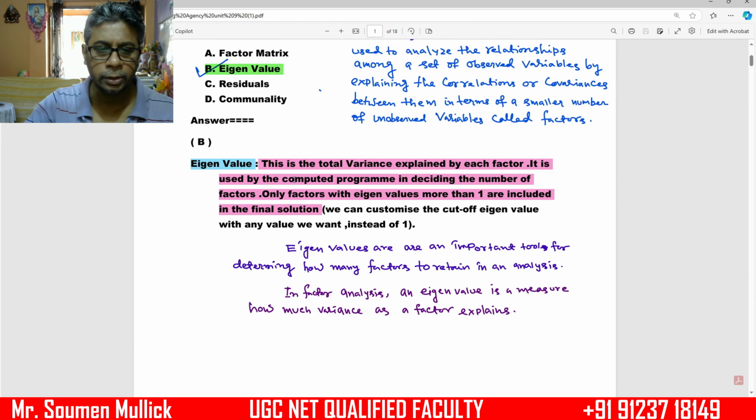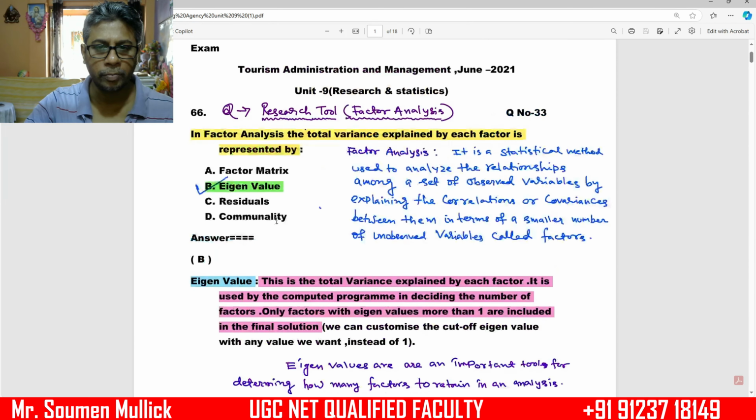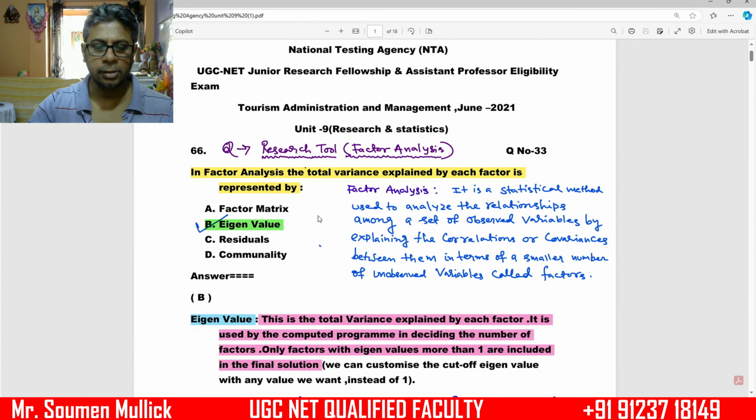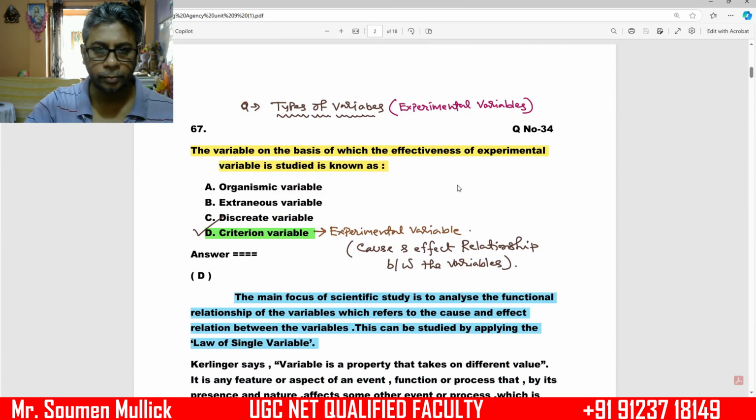So this is the research tool. This question is based on a research tool, factor analysis, one of the conceptual units. This unit is very important for our UGC NET and June exam and for our further study for PhD.